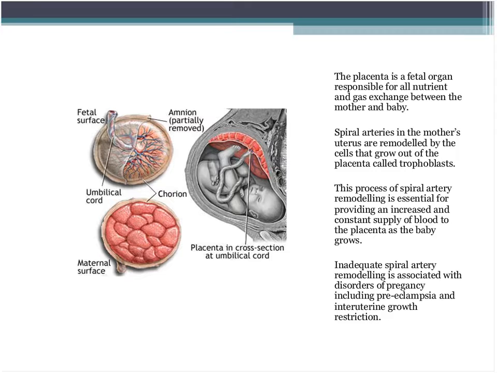Okay, so for those of you who aren't too familiar with the placenta, this is the fetal organ. So it belongs to the baby, and it forms this interface here between the mother and the baby throughout pregnancy. So this is really important for pregnancy because all of the nutrients and gases that are exchanged between the mother and baby have to go across the placenta.